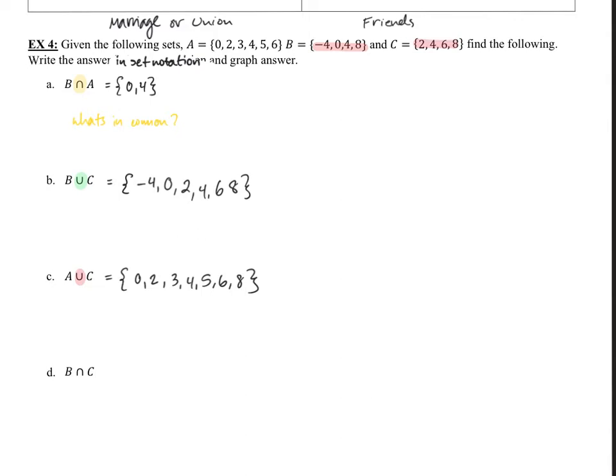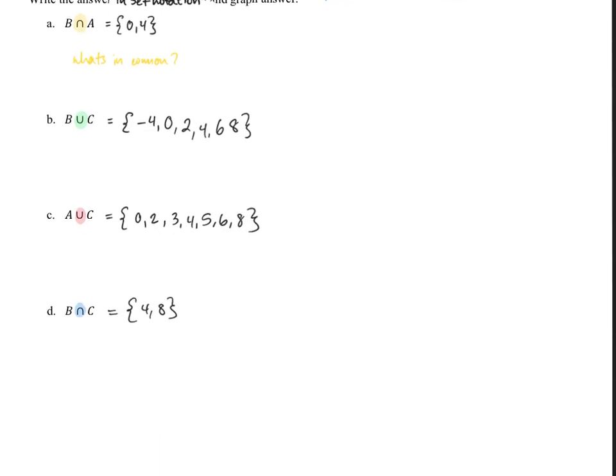Now for the last one, part D. We're looking at the intersection of B and C, so just what they have in common. So we're looking at these two. What do they have in common? Well, -4 they don't have in common. 0 they don't have in common. They both share 4. And 8, they both share 8, but they don't share the 2 and the 6. So what they have in common is 4 and 8. All right, there we go. So that would be the union and intersection of two sets.